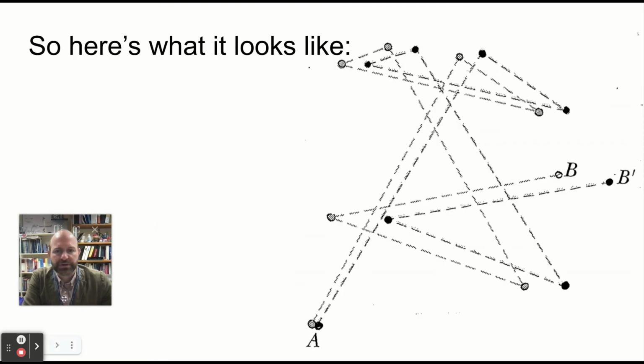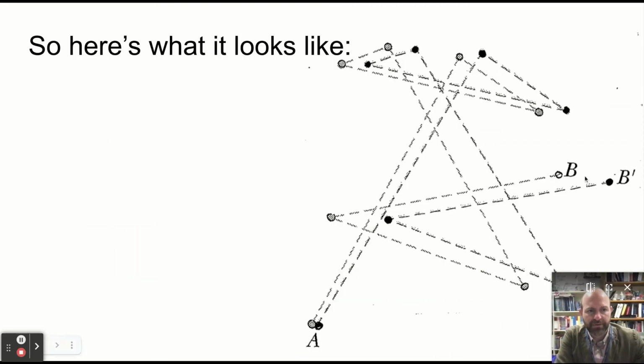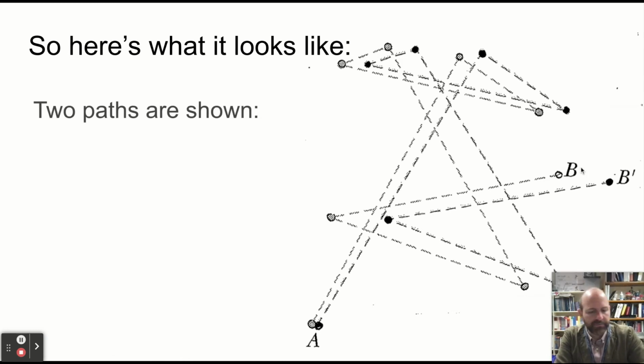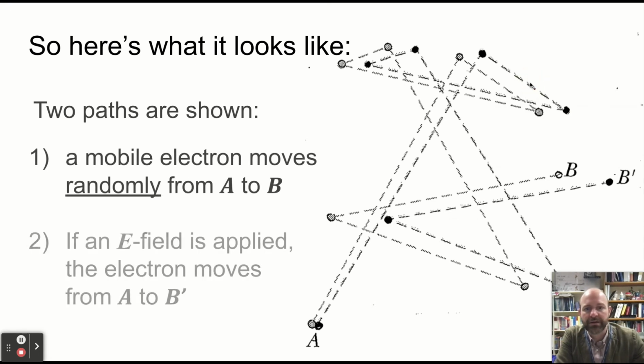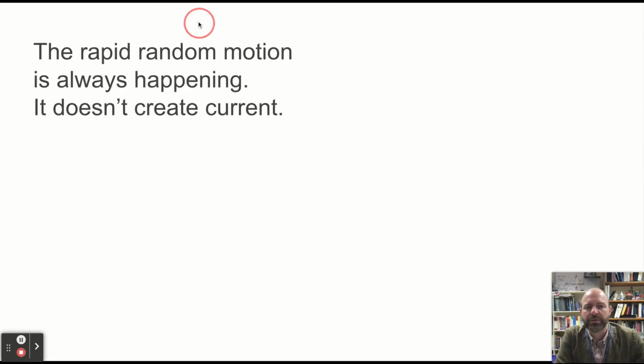So here's what it looks like. We got a lot of bouncing around, very exciting, lots and lots of fun. And then we've got A here, B here, right? With and without the field. So A to B is just random. A to B prime is when the electric field is on. So it causes it to drift a little bit to the right from what it would do otherwise.